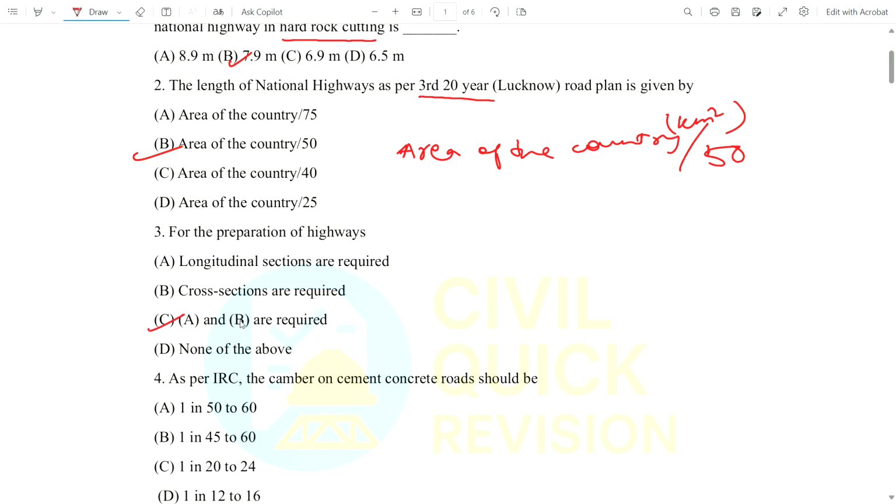Both A and B are required for preparation of highway, because to provide a side view of the alignment showing changes in elevation along the length of a road or railway, we require the longitudinal section. For the cross section, it is necessary because the alignment is viewed from above, showing the width of the road including lanes, shoulders, and ditches. These are the things we can get from the cross section. So both A and B are required.